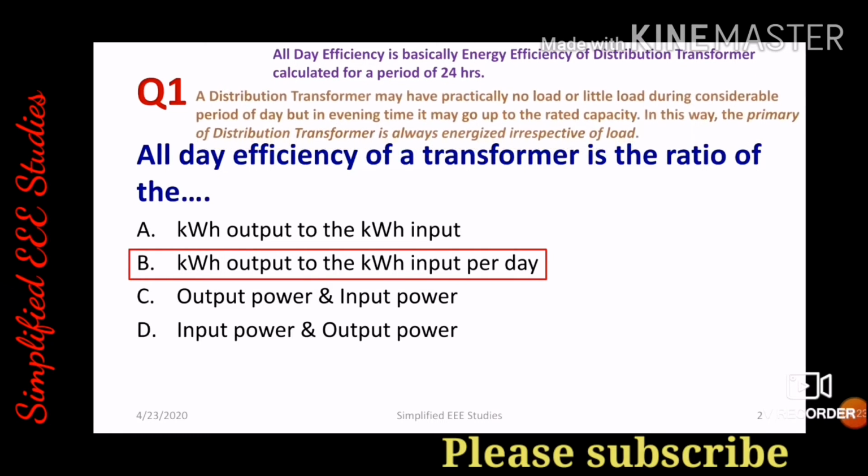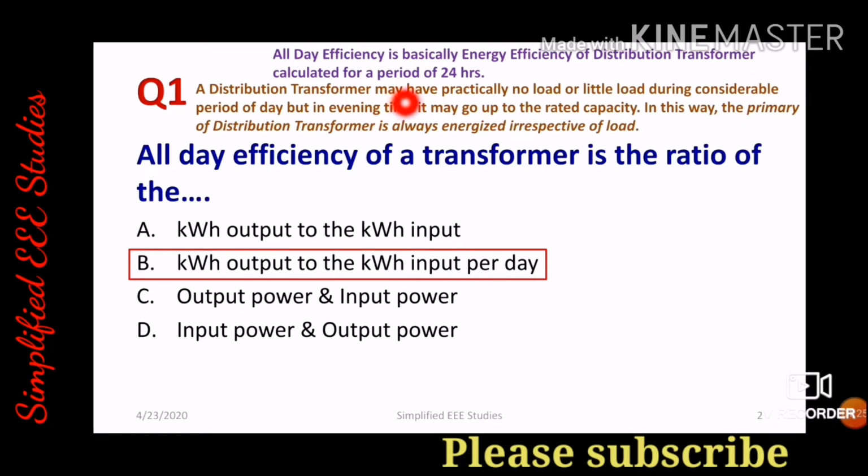A distribution transformer may have practically no load or little load during a considerable period of the day, but in the evening it may go to peak. In this way, the primary of the distribution transformer is always energized irrespective of the load. That is true. Always there will be a load, either light load or heavy load, or maybe peak load or off peak load. Anyway, it will be operating 24/7. That's a peculiarity of the distribution transformer.